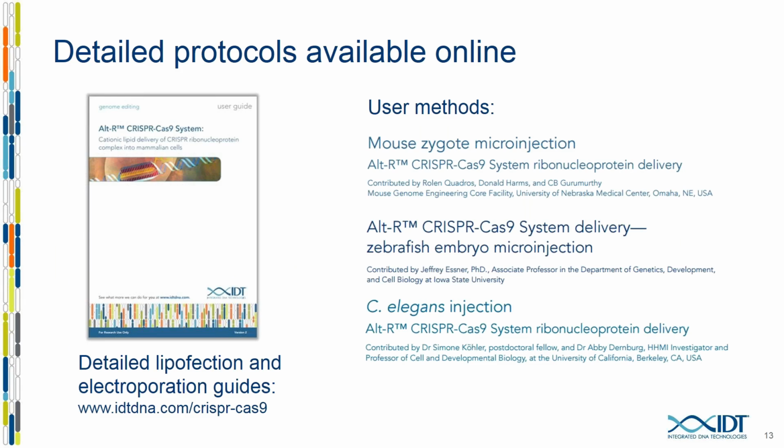To go into further detail, I think would take up a little bit too much time, but I wanted to point out we do have some very detailed guides for really walking through on a step-by-step basis, delivering via lipofection and electroporation to different cell types. These are available on the IDT CRISPR-Cas9 website, as well as for the Cpf1 system.